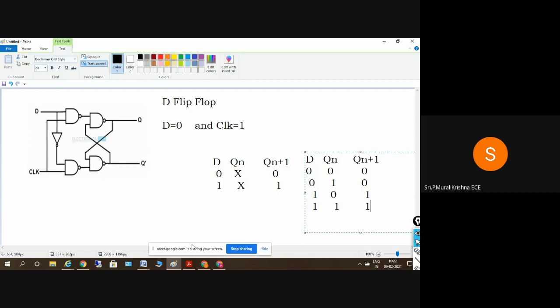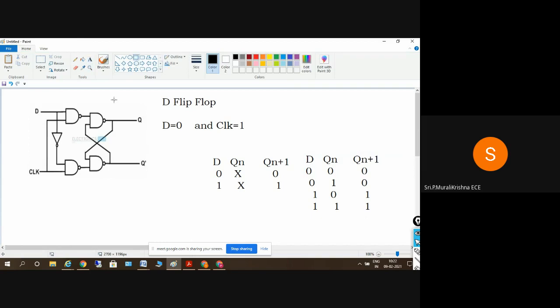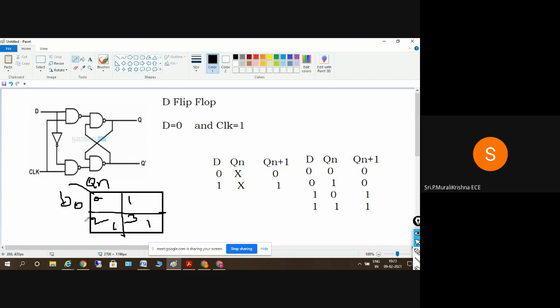If I use a K map here, it's like 1, 2, 3, 4, and this is D, and this is Q of n. So it's like 0, 1, 2, 3. For 2, 3, it's equal to 1 here. So Q of n plus 1 is equal to these two values. What do we get when we group these two values here? We'll get D.